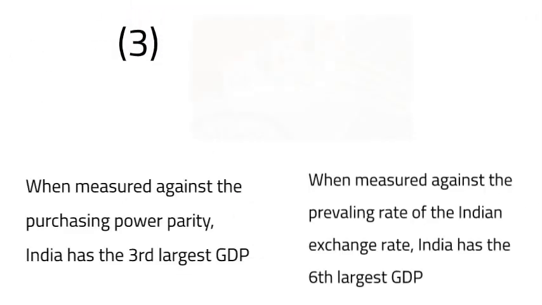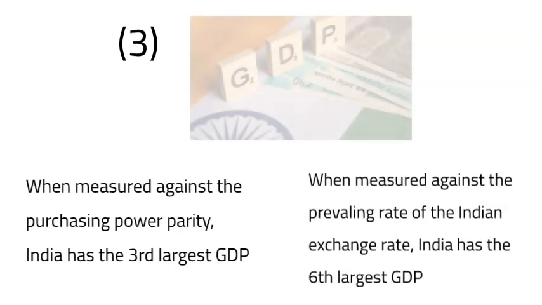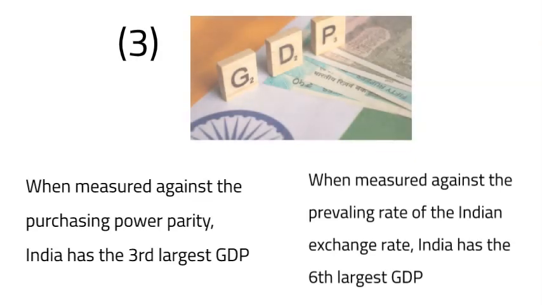And also, India has the third largest GDP when measured by purchasing power parity, which we'll explain in another session. If you were to change the method of measure and you were using the prevailing rate of the Indian rupee exchange rate, India drops down to being the sixth largest GDP.